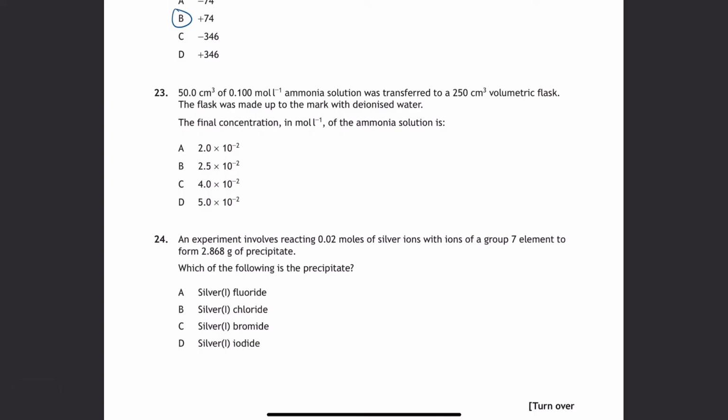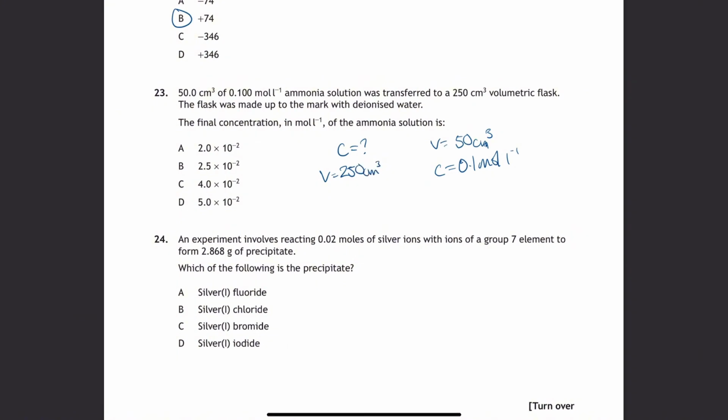50 centimetres cubed of a 0.1 mole per litre ammonia solution was transferred to a 250 centimetre cubed volumetric flask. The final concentration is, so we're trying to work out a C, so C question mark. We're given a volume of 50 centimetres cubed, and we're given another concentration, which is 0.1 moles per litre. And we're putting it into a solution that is 250 centimetres cubed.